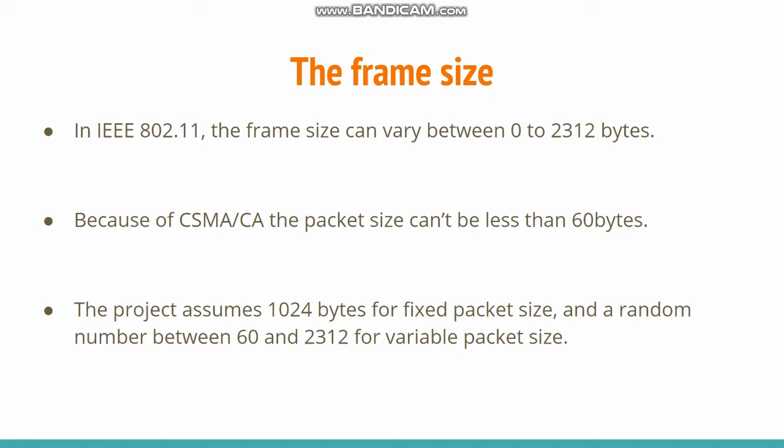Now, in IEEE 802.11, the frame size cannot be any number. It has some limitations. In this standard, the frame size is assumed to be between 0 and 2312 bytes. But since we're using CSMA-CA, the packet size can't be less than 60 bytes. So, in this project, for fixed packet size, we assumed the size to be 1024 bytes. And for variable packet size, we assumed it's a random number between 60 and 2312 bytes.